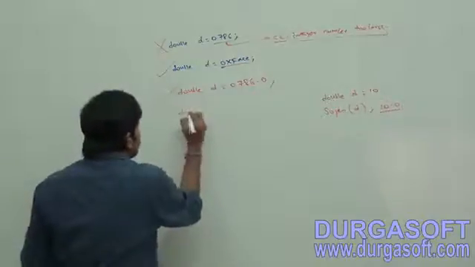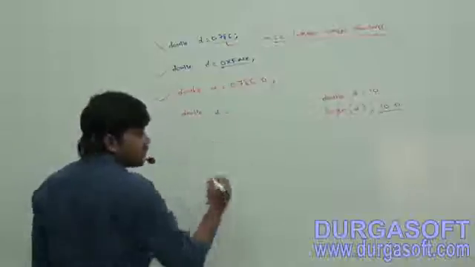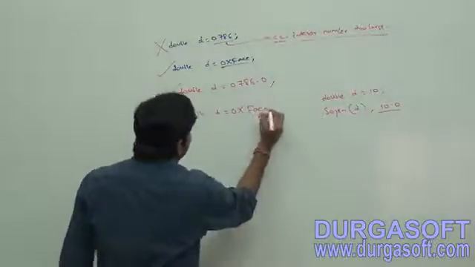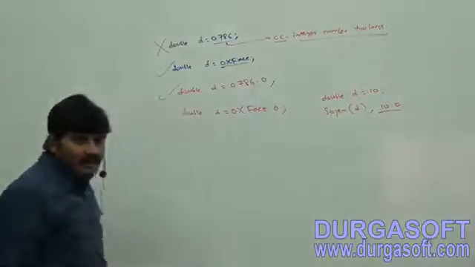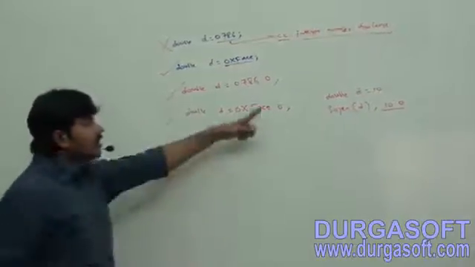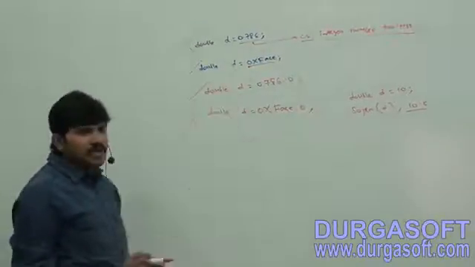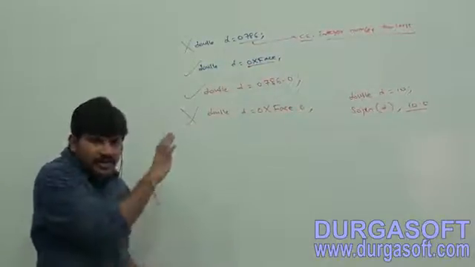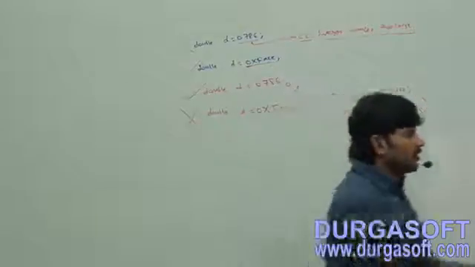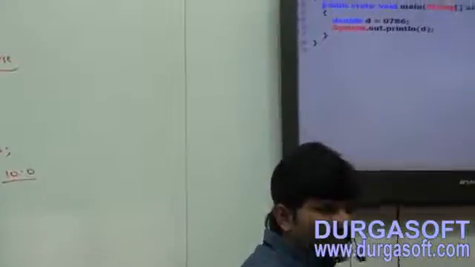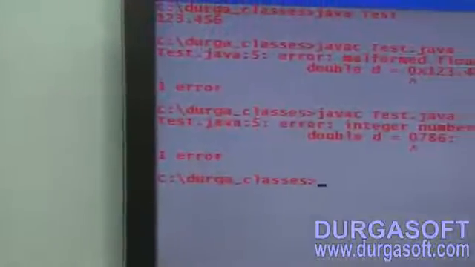Valid. Double D is equal to 0xFACE.0. Valid or invalid? Invalid. Sir, floating point literal starts with 0x. What it means? Compilation error we are going to get. Any explanation is required? Okay, this is now. Observe this point here. Double D is equal to 0786. Valid or invalid? Invalid. Integer number too large.